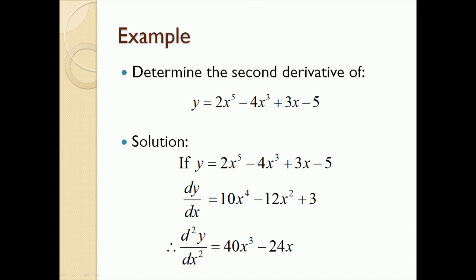Consider the following example. Determine the second derivative of 2x to the power of 5 minus 4x cubed plus 3x minus 5. The first derivative is obtained by differentiating each term individually as already mentioned. By differentiating each term a second time, we obtain the second derivative. Therefore, d2y by dx squared is equal to 40x cubed minus 24x.